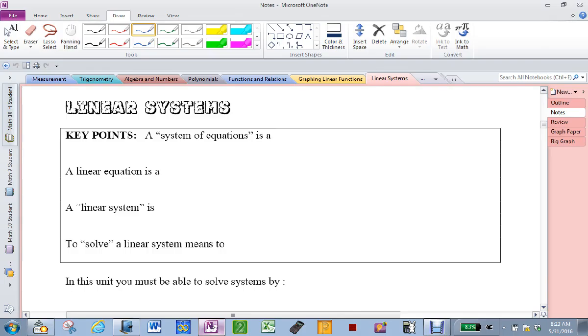So in math, a system is a comparison. I got blue. Oops, that's not a companion. A comparison between two or more equations. Okay? Those equations may, please underline may, share a solution.